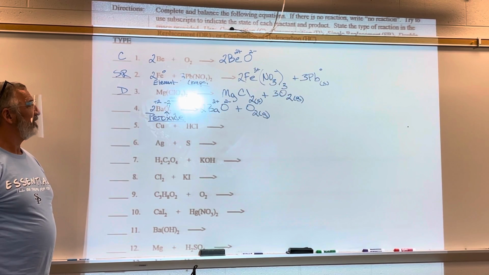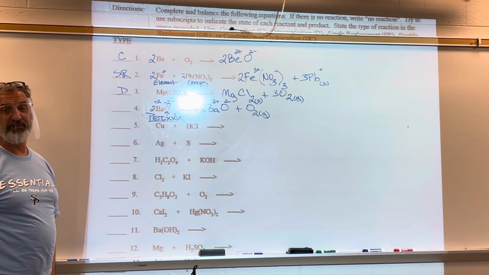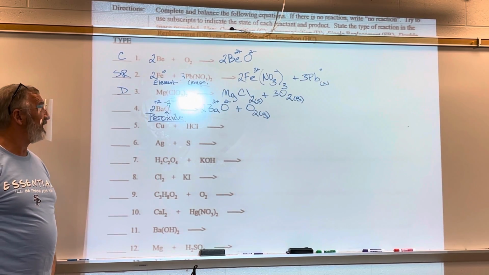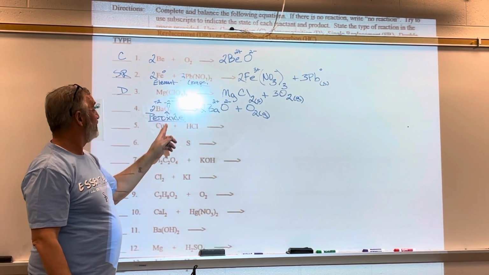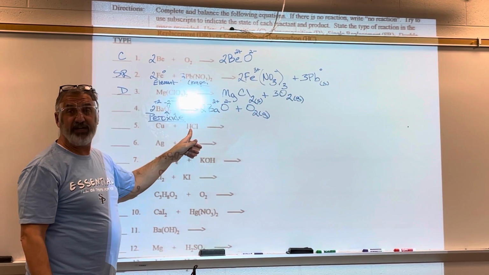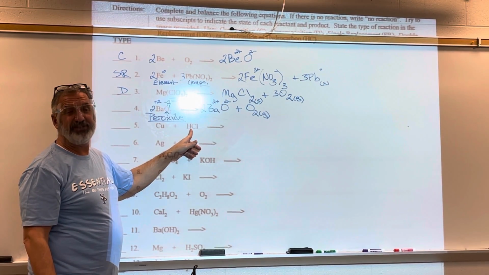Now, with the single replacement reaction, how do we know if a reaction is going to occur or not? If the metal is more active. The metal has to be more active: iron has to be more active than lead, copper has to be more active than hydrogen. Everybody open your book to the activity series. Does anyone remember what page it was on? 278.